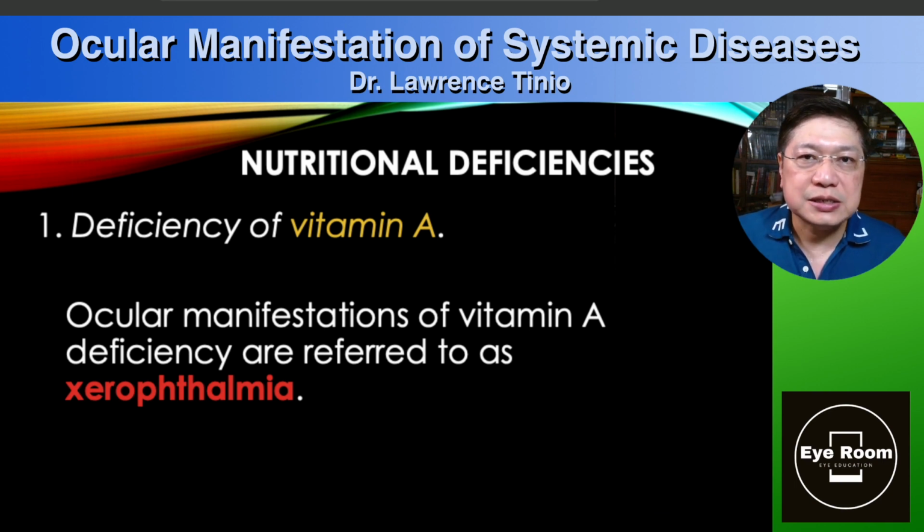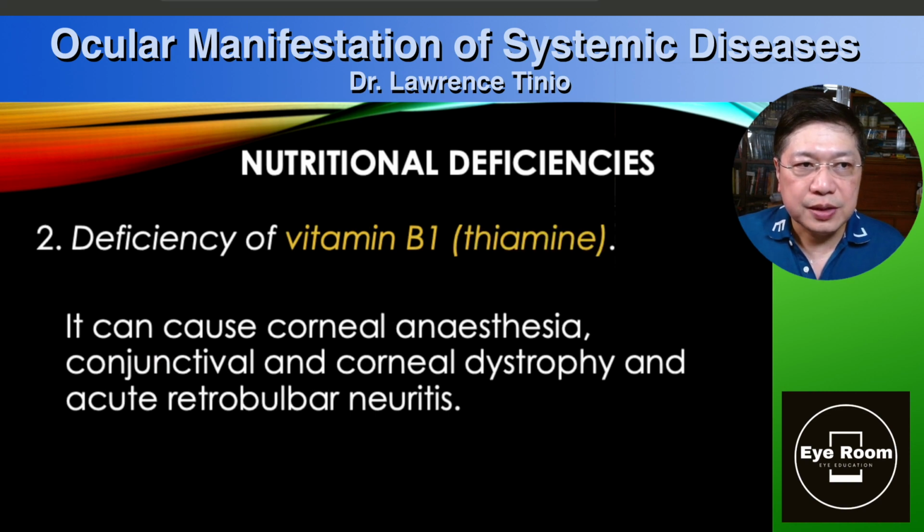If your patient has a deficiency of vitamin A, it would usually occur as a problem we call xerophthalmia. Now, if it's vitamin B1, which is also known as thiamine, it can cause a corneal anesthesia, meaning the cornea becomes a little numb. It becomes less feeling, and there is conjunctival and corneal dystrophy, and even an acute retrobulbar neuritis, which is basically a problem of the optic nerve behind the eyeball.